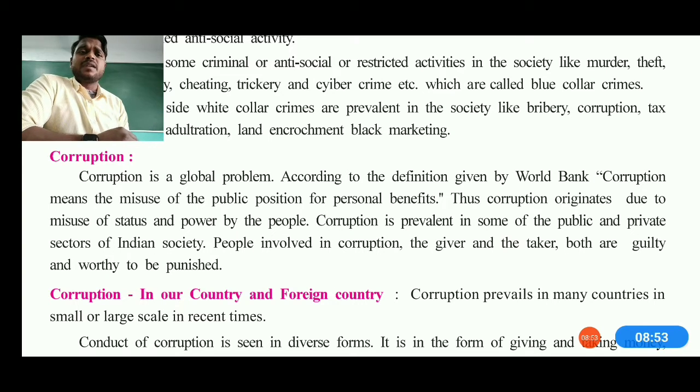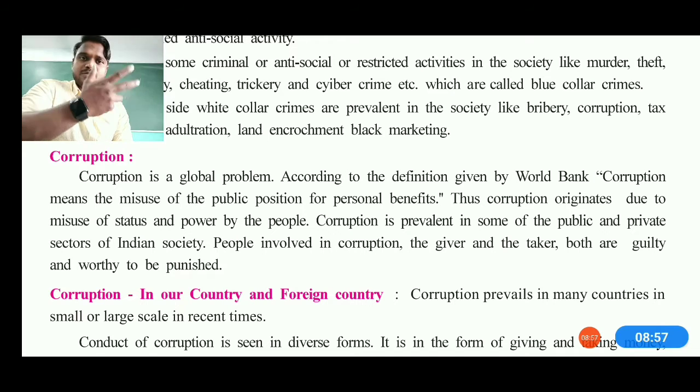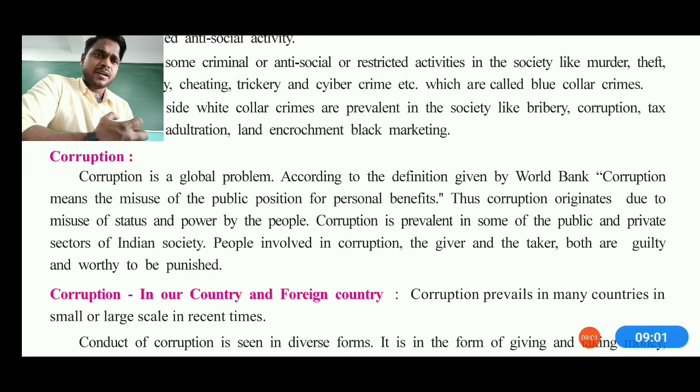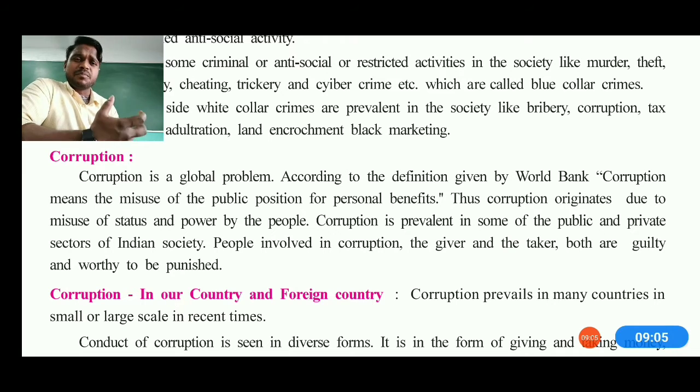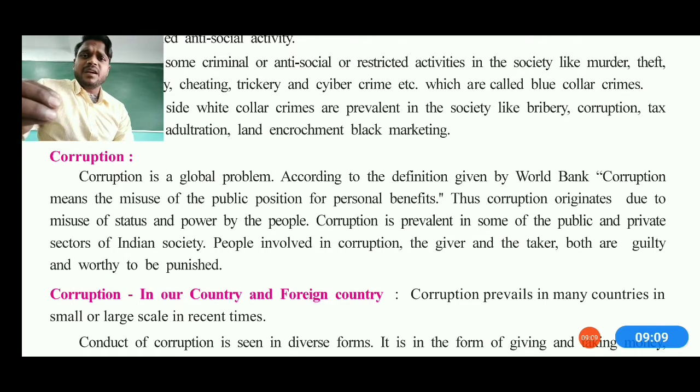Now, corruption is prevalent in some of the public and the private sectors. If we talk about the Indian society, then people involved in corruption give their best in it. It means they try to seek more and more money. Giving money or getting money in the name of corruption is actually a crime, and you should not do that.